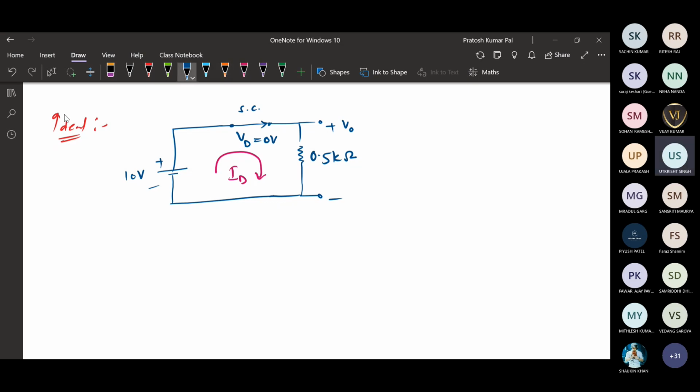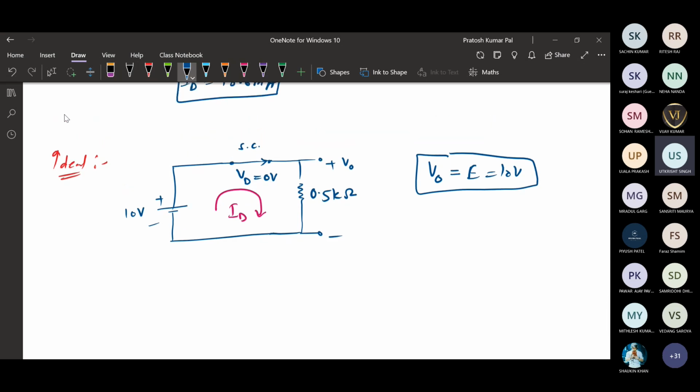Using KVL, here the voltage drop is 0, so whatever voltage is there, the same voltage will come out here. So V0 equals E equals 10 volt. Before that, we can write that the voltage drop across the diode is 0, as the diode is a short circuit. Once the diode is on, it will have a voltage drop of 0.